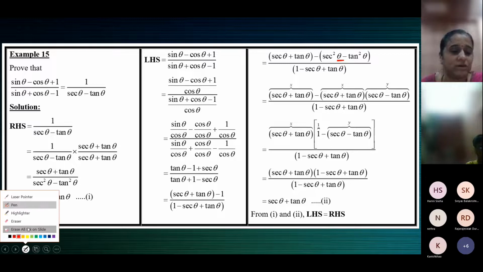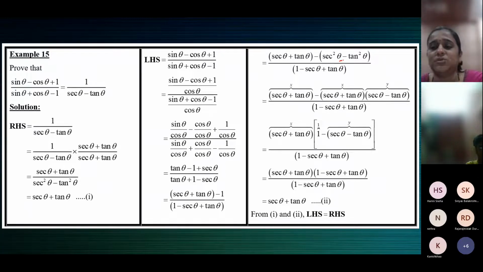Now, next step. You know that secant square theta minus tan square theta is like a square minus b square or x square minus y square, which is x plus y into x minus y. So see here, write the secant theta plus tan theta as it is. This minus sign as it is. A square minus b square is a plus b into a minus b. So secant square theta minus tan square theta is secant theta plus tan theta into secant theta minus tan theta. Denominator as it is. No change in the denominator.